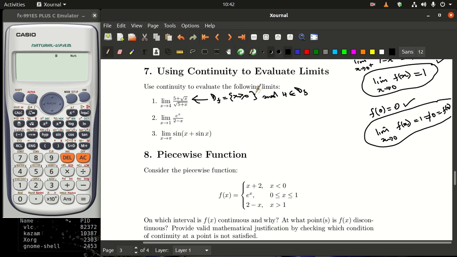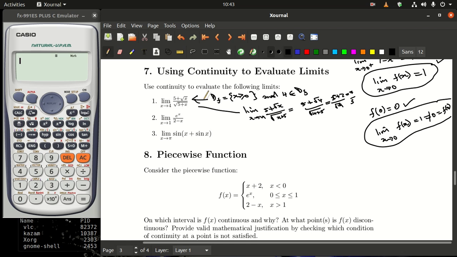Since 4 is part of this domain, then the limit of this particular function, you can just get it by plugging in. So this limit as x approaches 4 of (5 plus square root of x) divided by (square root of x plus 5) is just going to be 5 plus square root of 4 divided by square root of 4 plus 5, which is just some value here. 5 plus 2, which is 7, divided by square root of 9, which is 3. So this limit here, you get it by plugging in because this value is in the domain.